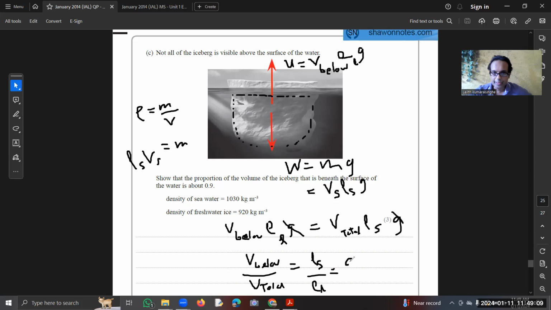Rho solid is 920 divided by 1030. That is 0.89. It's a ratio, no? It's done. But always refer to that earlier one, the normal answer. I'm talking about the earlier one.